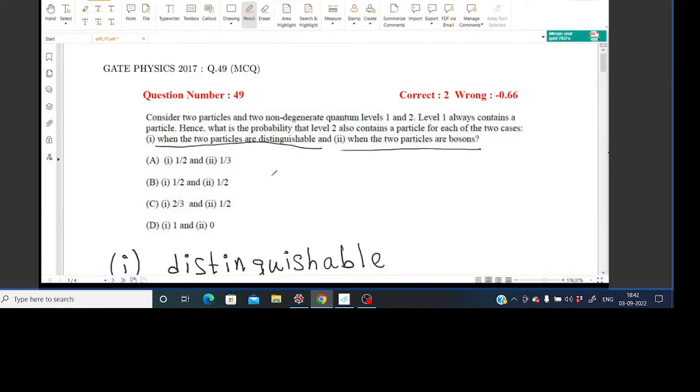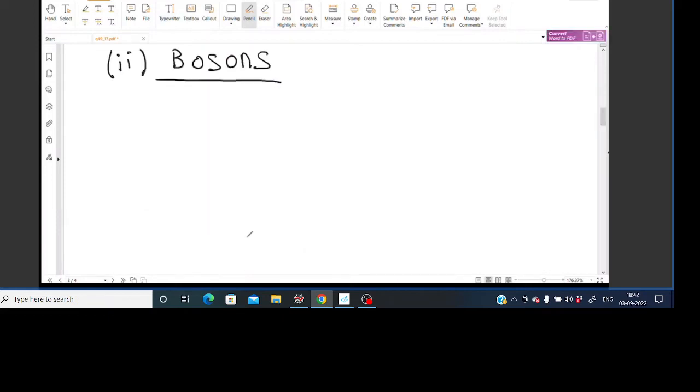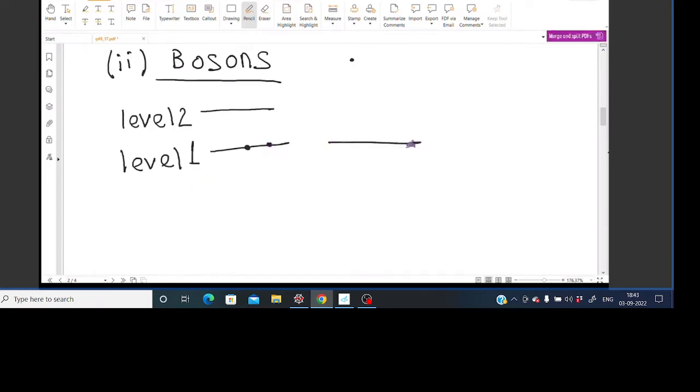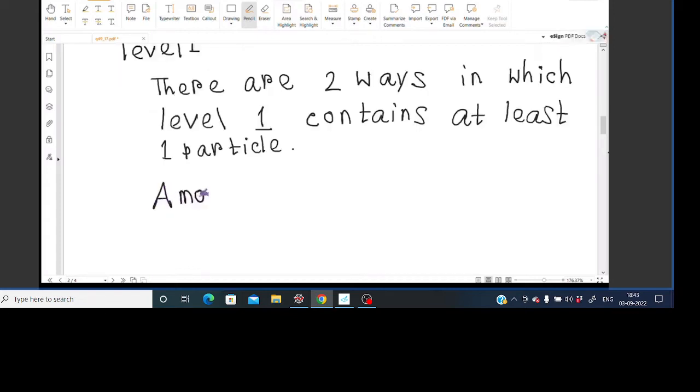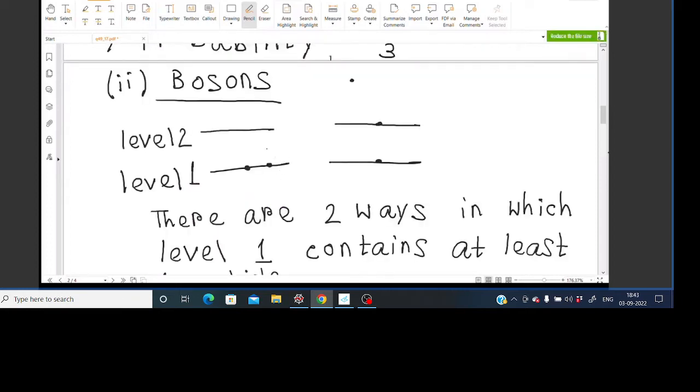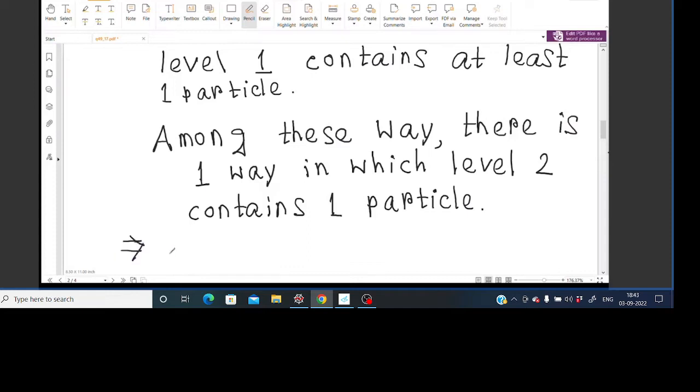Now, also consider that the two particles are bosons. The bosons are identical particles, so we denote both the particles with same symbol. We denote them like this. So we place one particle in level 1. We can place the other particle in level 1, or we place the other particle in level 2. So there are two possible ways in which level 1 contains at least one particle. Among these ways, there is only one way in which level 2 also contains one particle. So, the probability that level 2 also contains one particle is equal to 1 over 2.